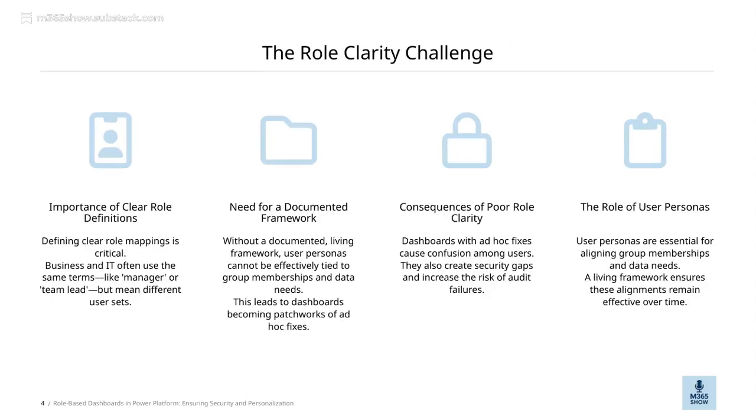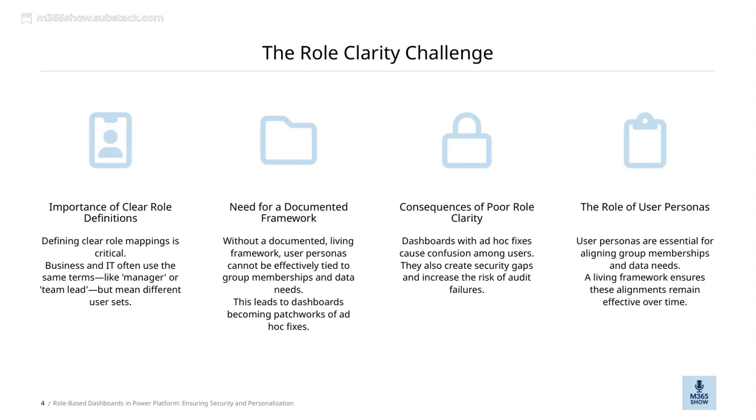Let's talk about the role clarity challenge. One of the biggest issues we face is ensuring that everyone understands their specific roles and access within our dashboards. This is where user personas come into play. User personas are vital because they help us align who belongs to which group and what data they need to see. Think of them as a living framework, something that evolves and stays relevant over time, making sure our access controls remain effective.